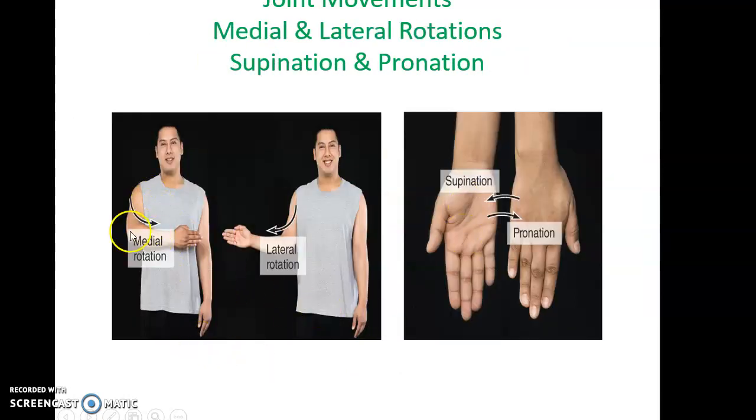Medial and lateral rotation is rotating at the joint. So this occurs at the shoulder joints, at the hip joints. With the hands and arms, we have supination, pronation. Supination is turning the lower part of your arm so that the palm of the hand faces anteriorly. Pronation, turning the palm so that it's facing posteriorly.